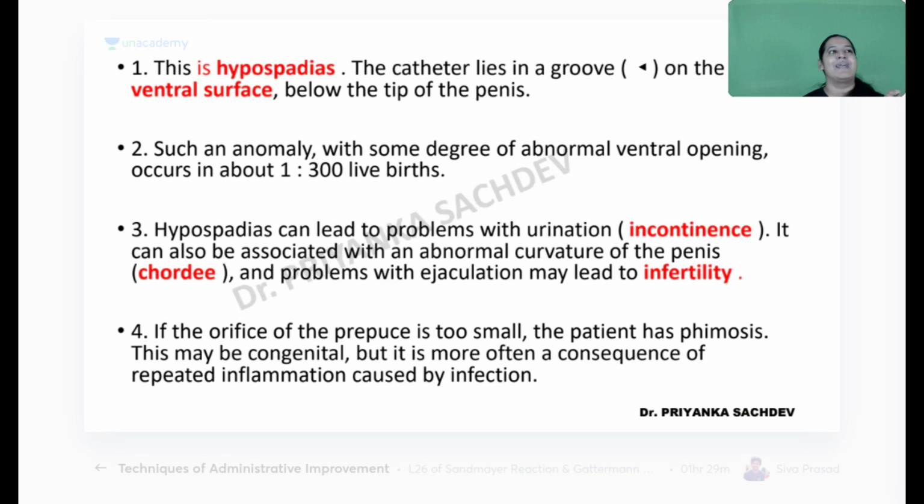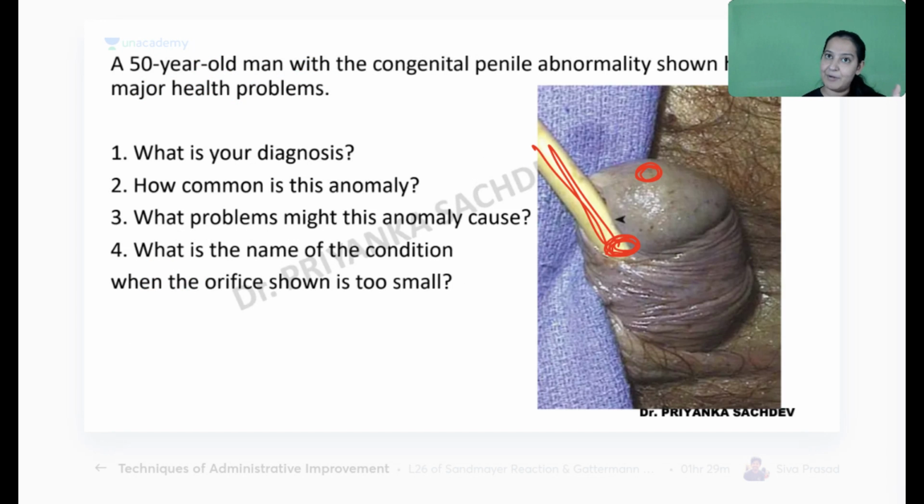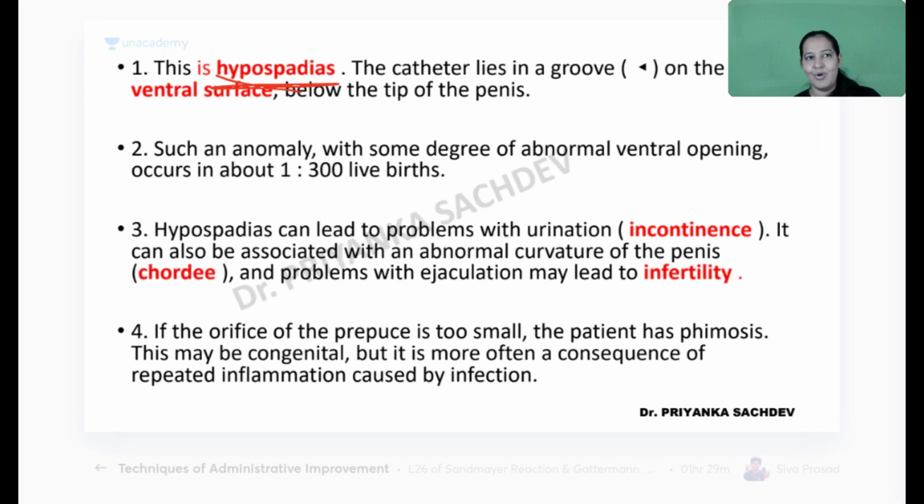Yes, Vikram, it is hypospadias. So if the urethra is present on the ventral surface, it is hypospadias. If the urethra is not present at the center and it is present on the dorsal surface, it is known as epispadias. So a question can come on hypo, and it can come on epi also. I have marked this one as hypo. You know now. This is the ventral surface, this is the dorsal surface. Yes or no? Give me a thumbs up.